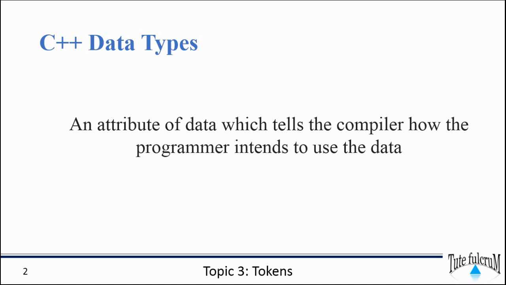Whenever a variable is defined in C++, the compiler allocates memory for that variable based on the data type with which it is declared. Every data type requires a different amount of memory.